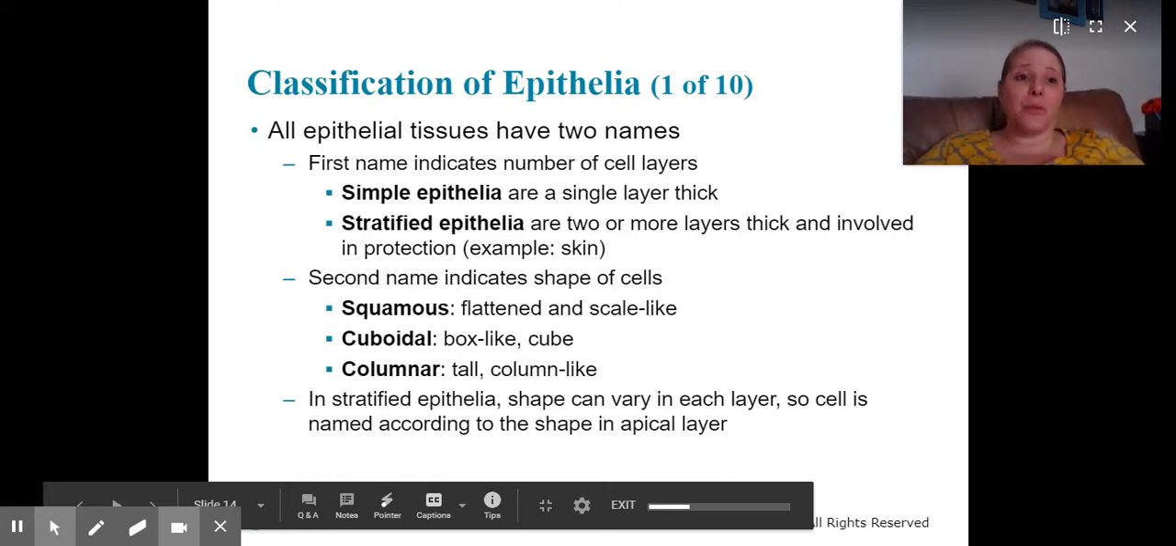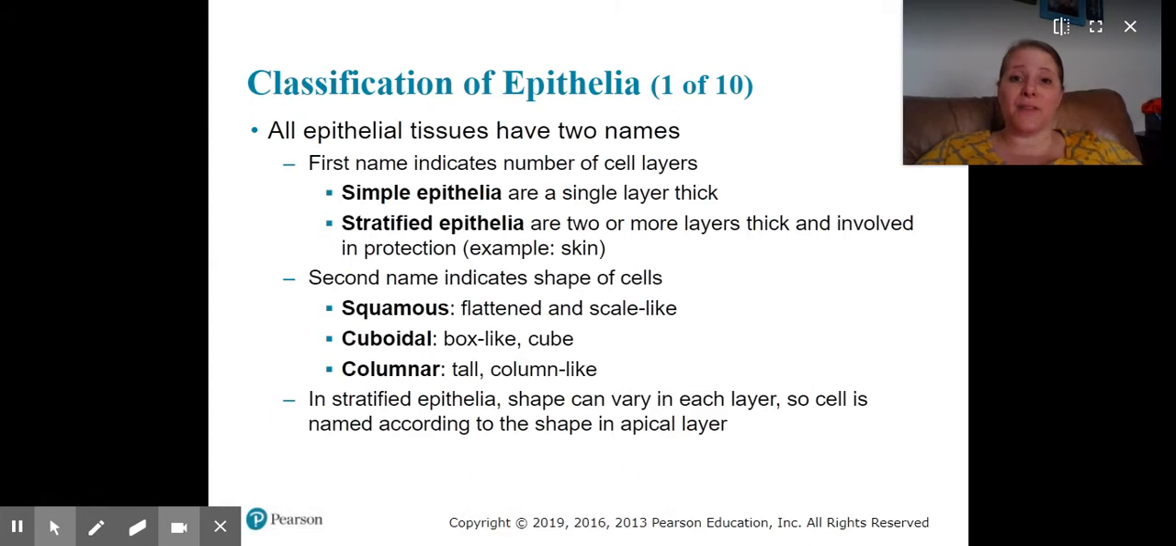Okay, guys, last time we talked about tissues in general, and what kind of tissues there are, and we even talked about the characteristics of epithelium. Now we're going to talk about the specific types of epithelium. So, epithelium has two names to each of it. It's going to be how many layers and what the shape is.